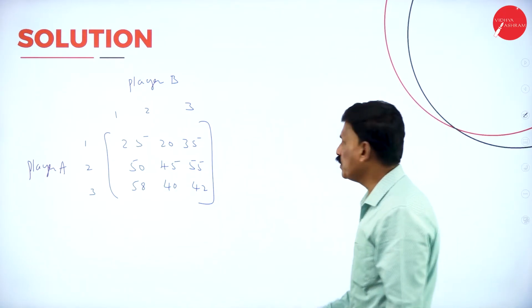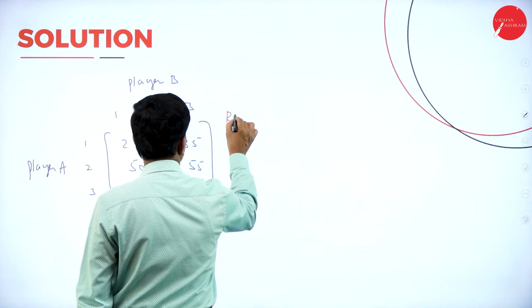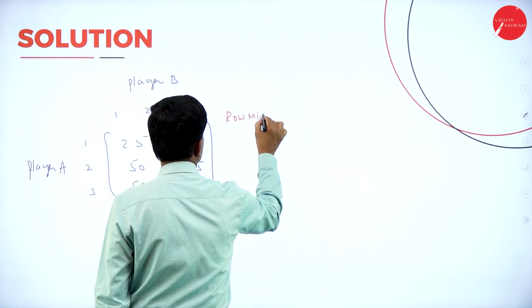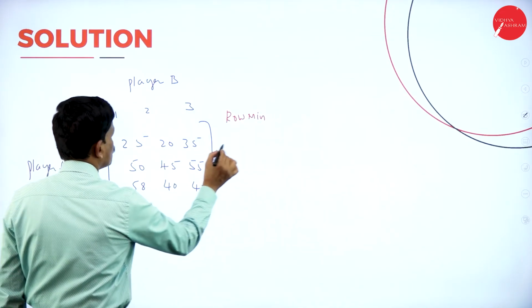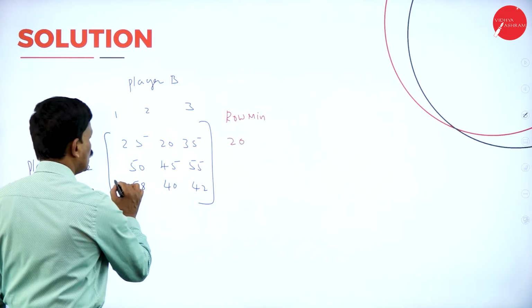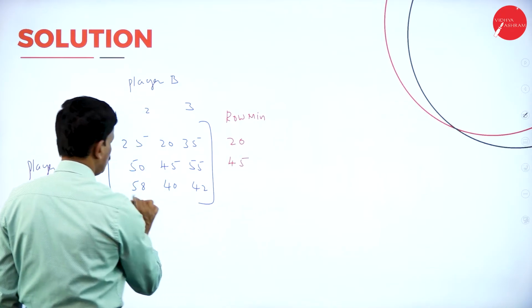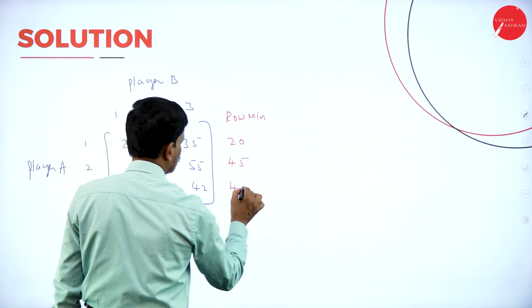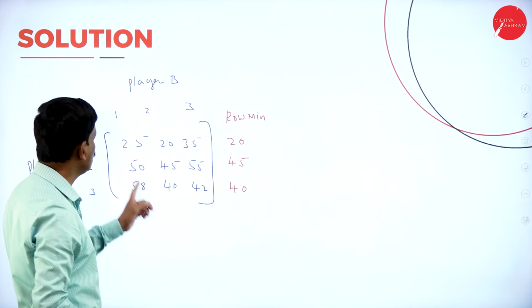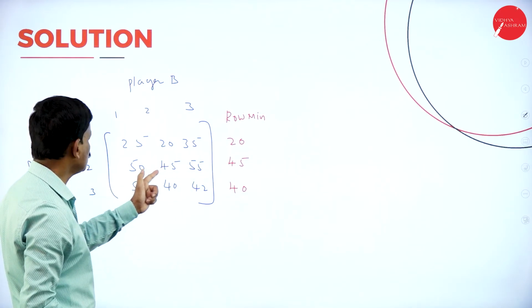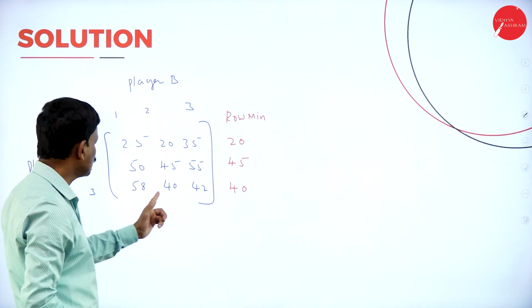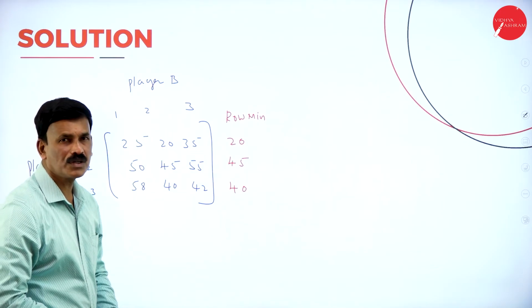Let me find the row minimum. First row minimum. What is the minimum value in the first row? This is 20. The minimum value in the second row is 45. What is the minimum value in the third row? It is 40. So the first row minimum value is 20, in the second row the minimum value is 45, and in the third row the minimum value is 40.